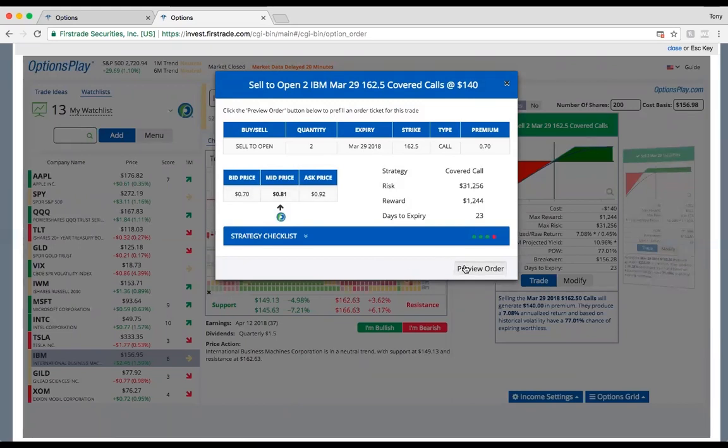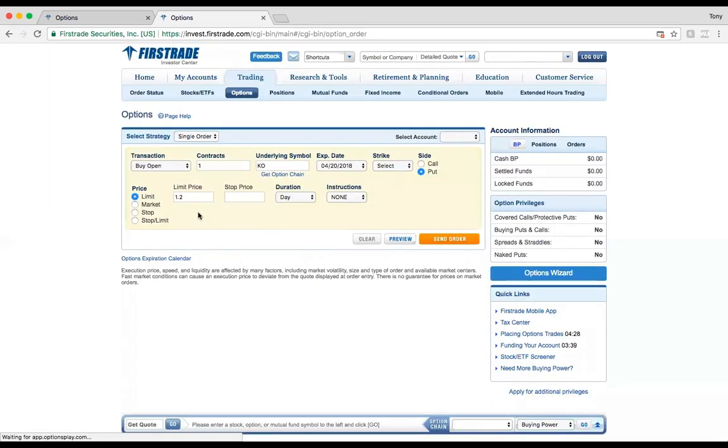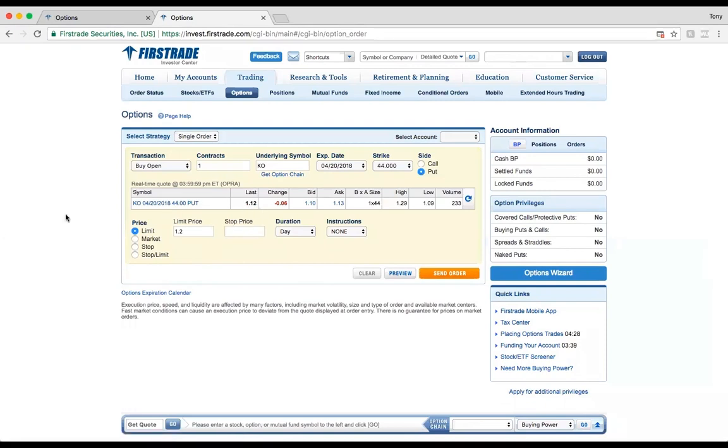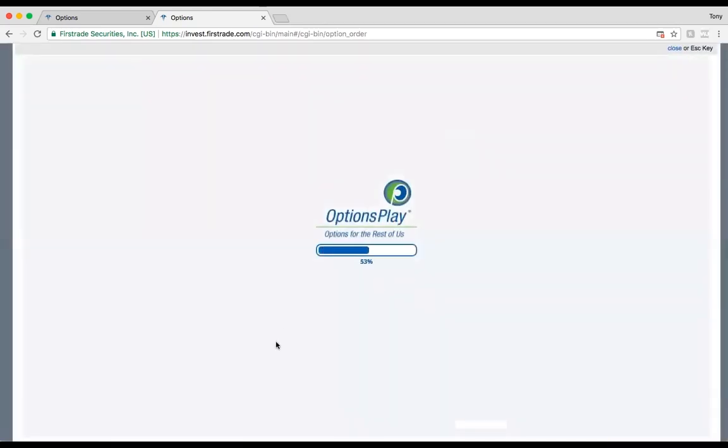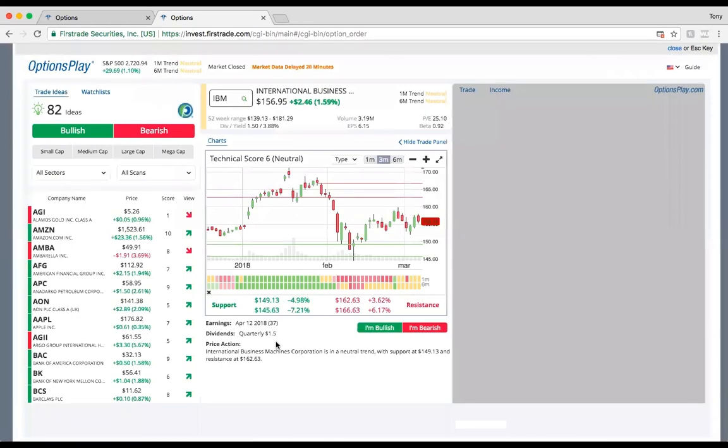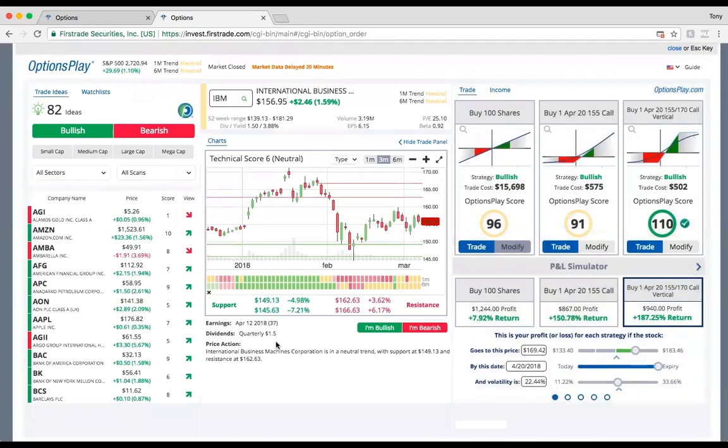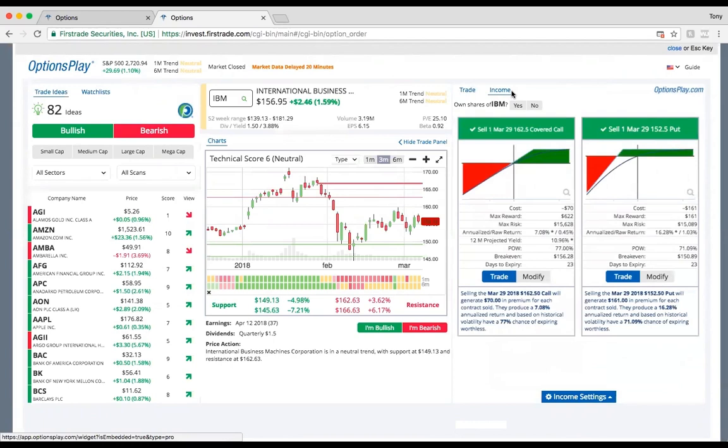When you click on the preview order button, you still get this. This is still the previous order. Let me go back to the options wizard. You can still put in your own orders, whether you want to put in a limit price or a market price. You can choose what price you want to sell that trade at. So no, it is not just a market order. Great question.